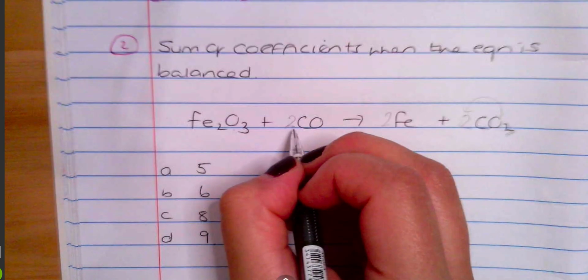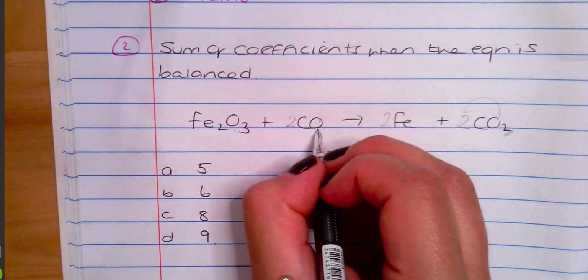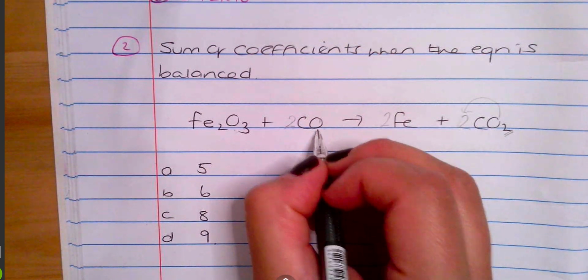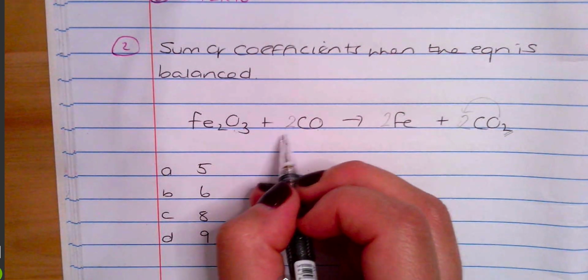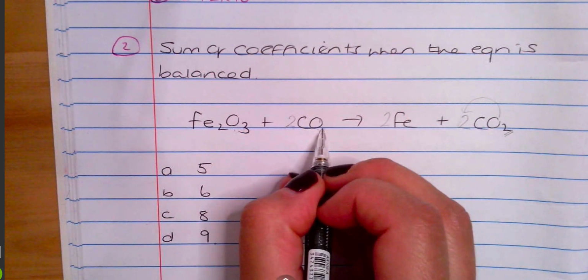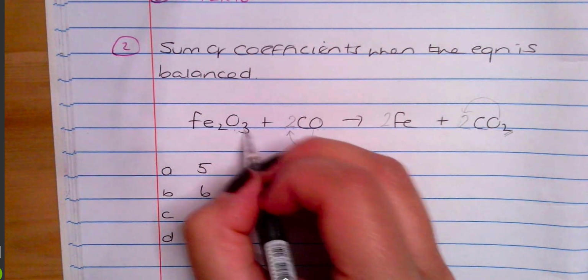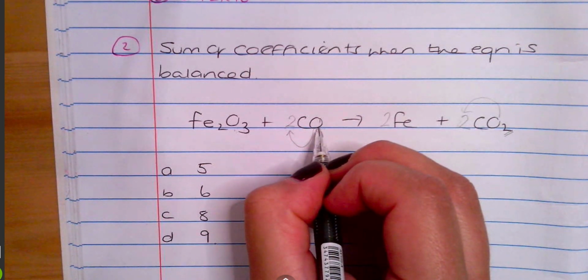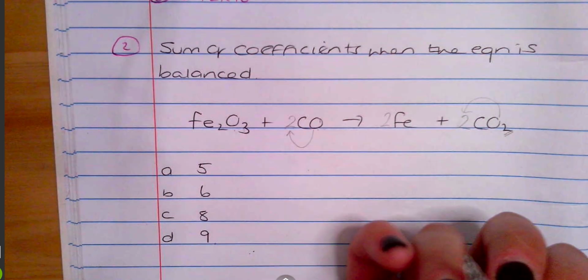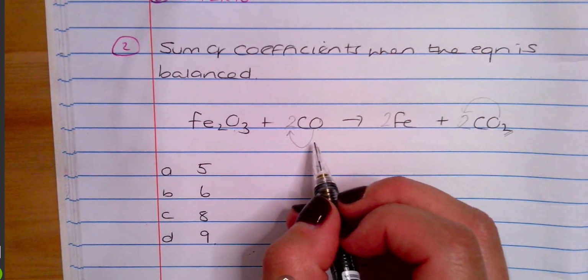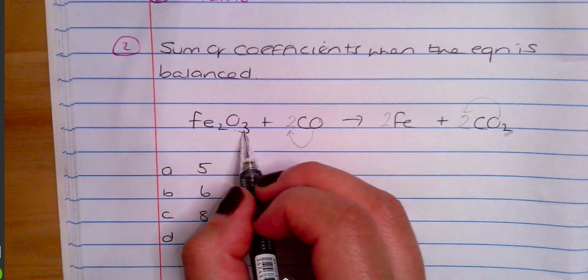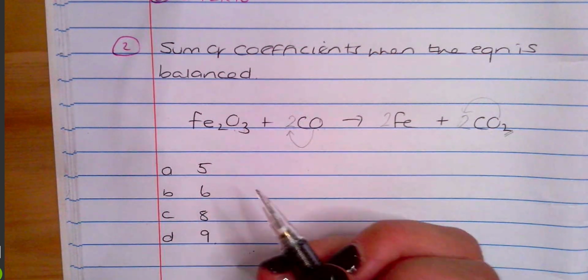But if I put a 2 here, then I've just gone and altered the amount of oxygens again. So now my oxygens are unbalanced because I had 4, and now I've not got 1, 2, 3, 4. I've now actually got 1, 2, 3, 4, 5. So that's not going to work. So I have to go back to the drawing board again and think, okay, so now I've got 1, 2, 3, 4, 5 oxygens on this side.